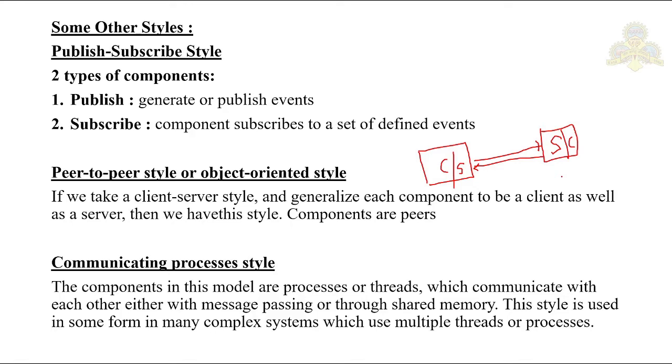The next one is communicating process style. This is the oldest model of distributed computing. Communicating process style tries to capture this model of computing. We call the components in this model threads or processes. These processes or threads communicate with each other with message passing or through shared memory. This style is used in some form in many complex systems which use multiple processes or threads.